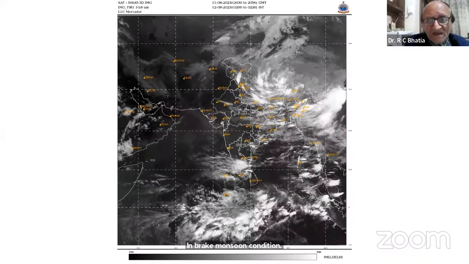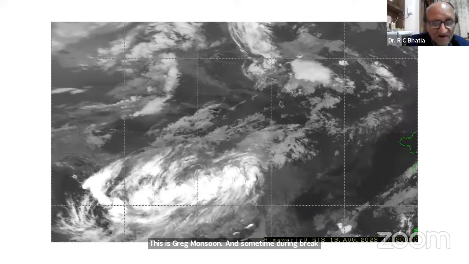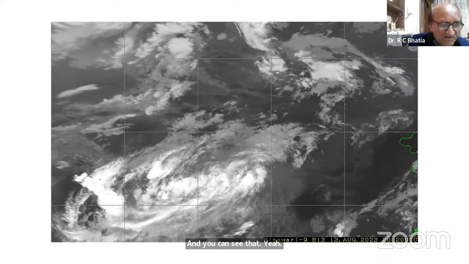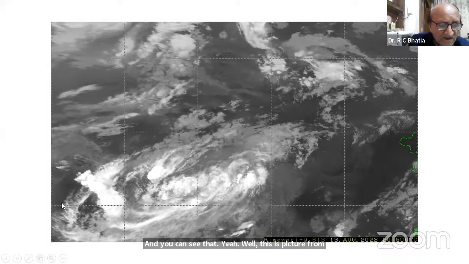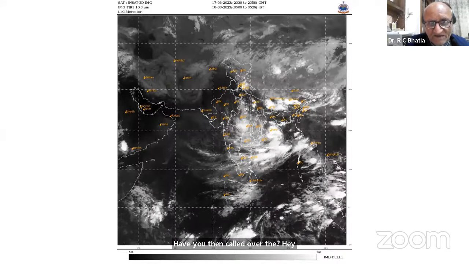Now, what is important is that sometimes during break monsoon, there is heavy rainfall over Himachal Pradesh and the northern parts. And you can see that, this is a picture from Himawari. This is 70 degrees east, this is 80 degrees east, and this is 25 north, 30 north. So you can see the heavy rainfall over the Himalayan region because of the western disturbance and monsoon flow, with some slight interaction.